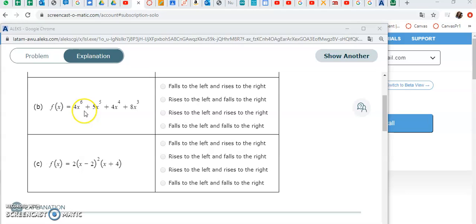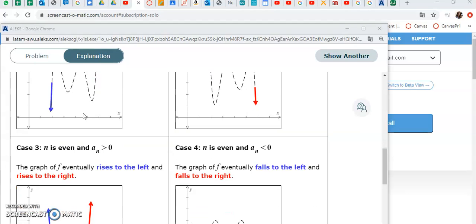Now remember, this is like the parabola, because the parabola is an even degree. What do we have when the quadratic function has a positive leading coefficient? The parabola opens upwards. So we have it rises to the left and rises to the right. Okay, so we are going to have the same behavior here. Although this is not a quadratic function, the degree of this function is an even number, and we have a positive leading coefficient. Look, let me show you the explanation that we have here in Alex.